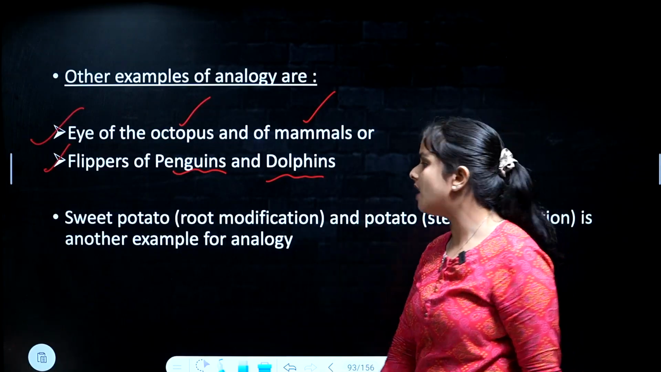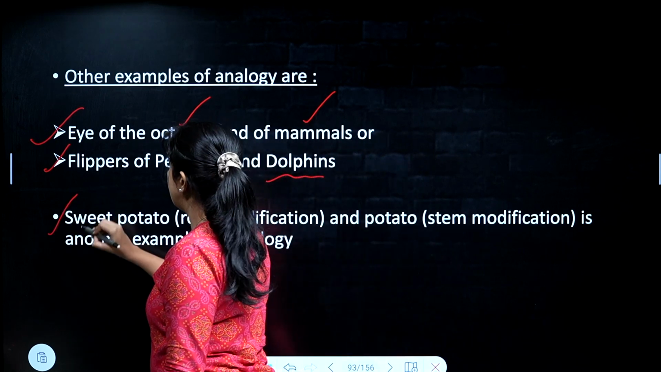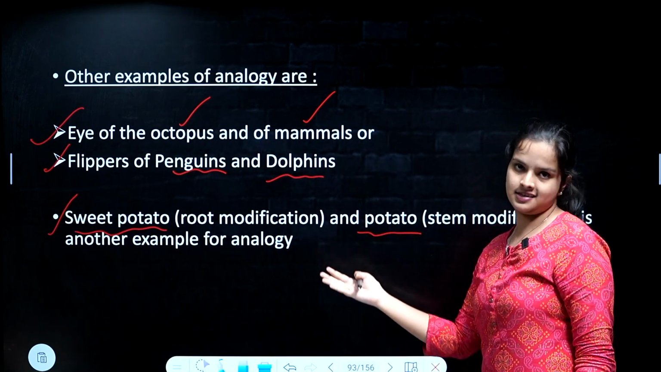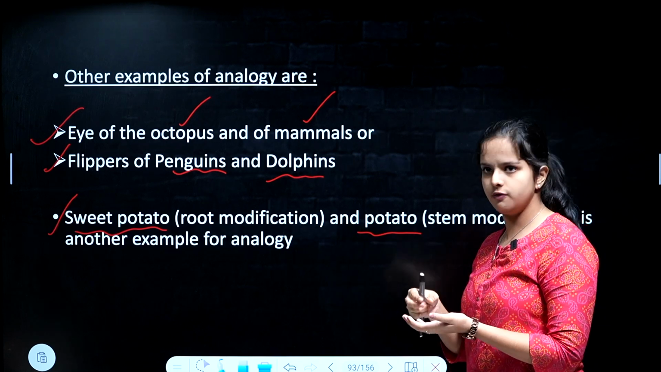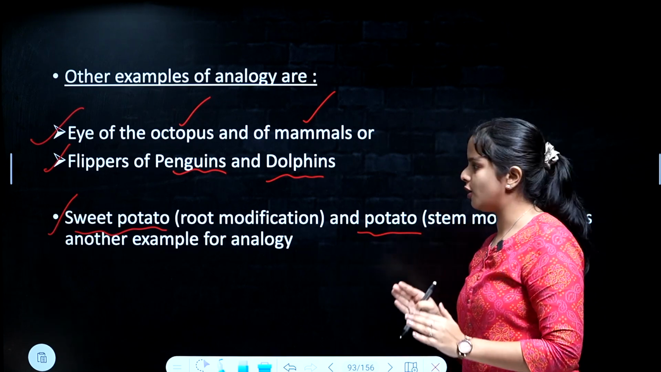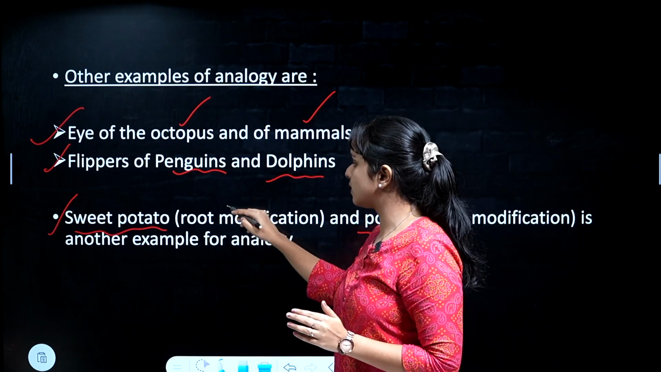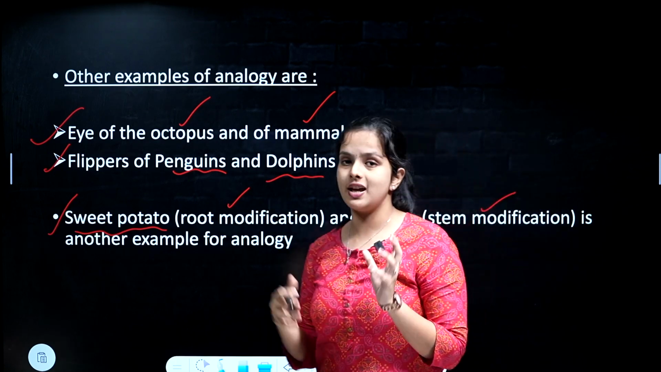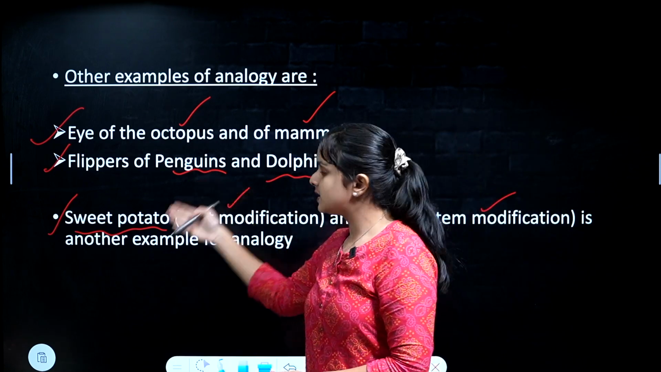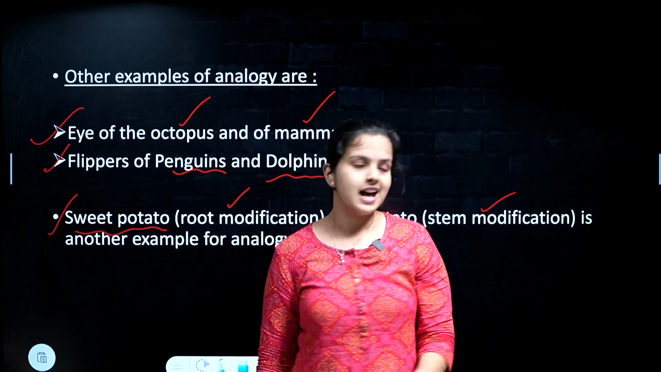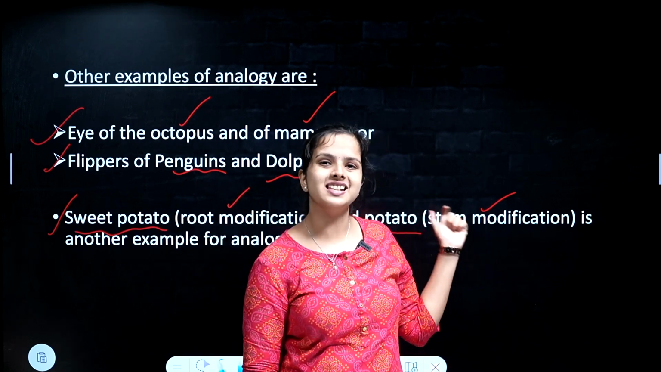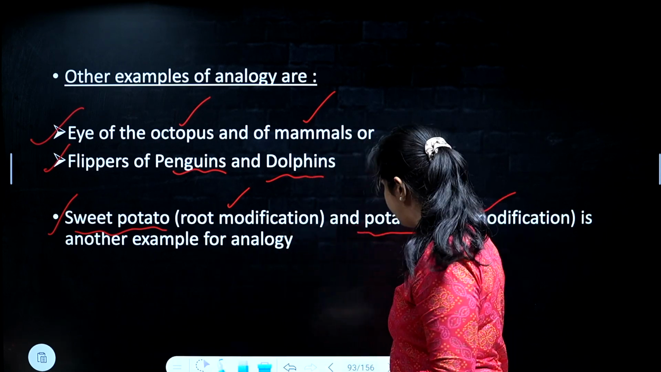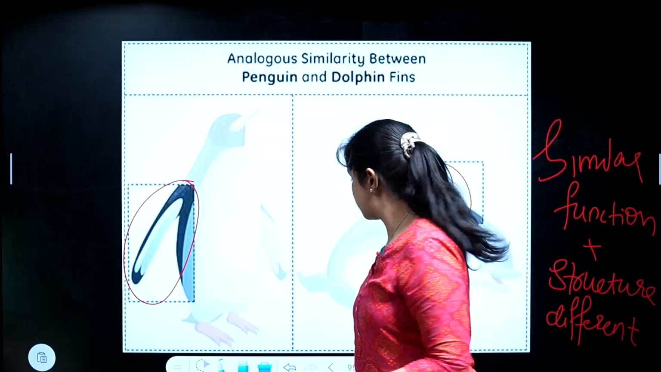And if you look at plants, you have an example here as well. Sweet potato and the normal potato that we have have almost the same function. We eat them and the purpose is food storage. But in the case of sweet potato, it's a root modification, and in the case of the normal potato, it's a stem modification. So anatomically, they are completely different, because sweet potato is actually a root and the normal potato that we have is actually a stem. But they have the same function, which is food storage.